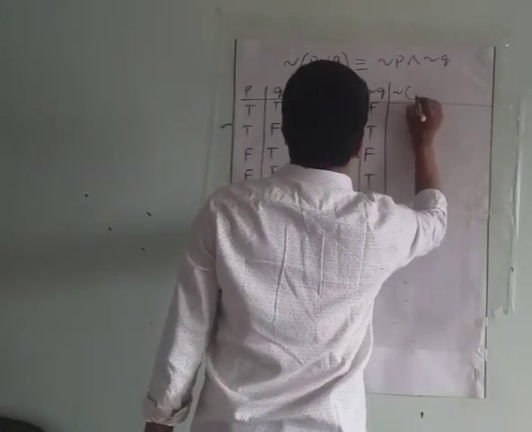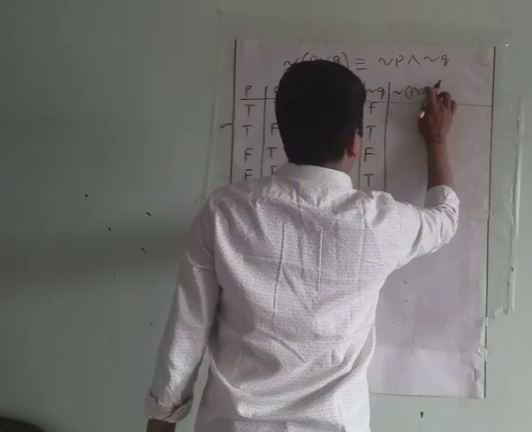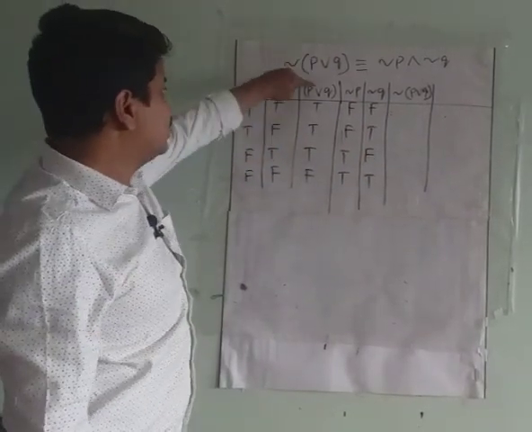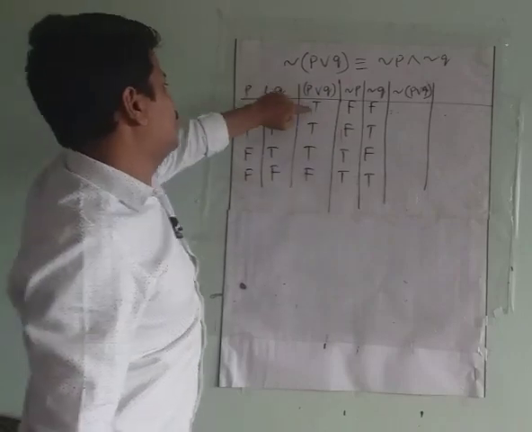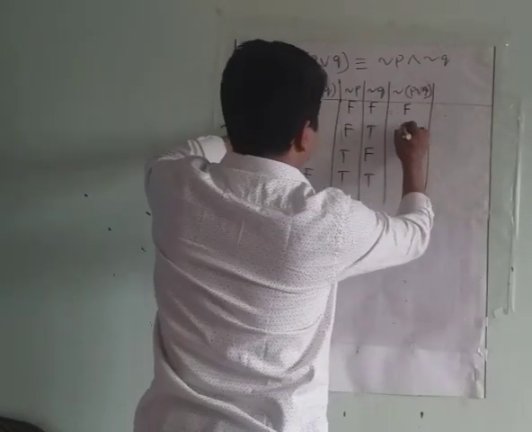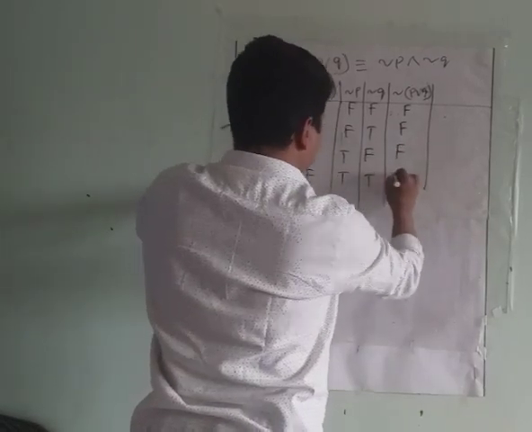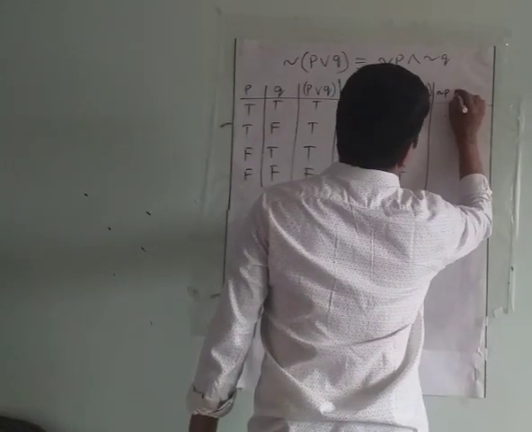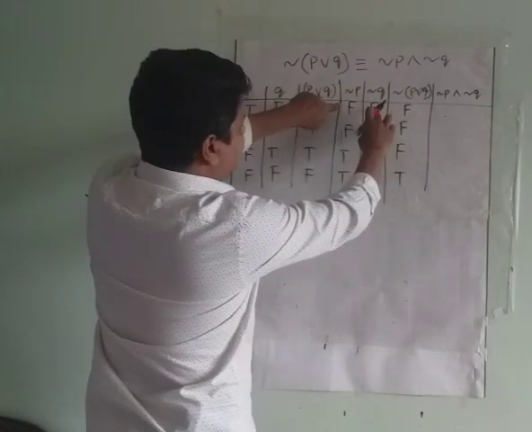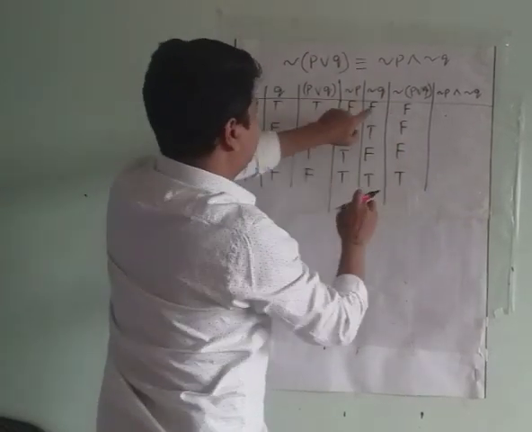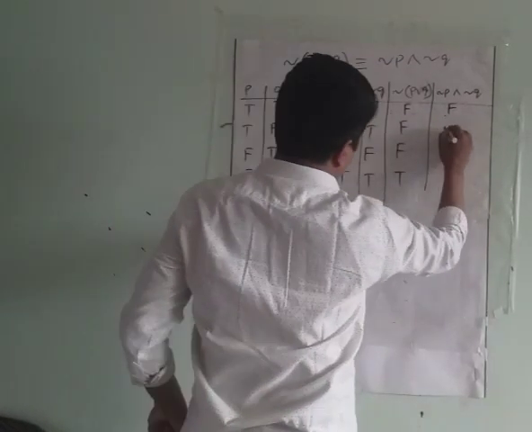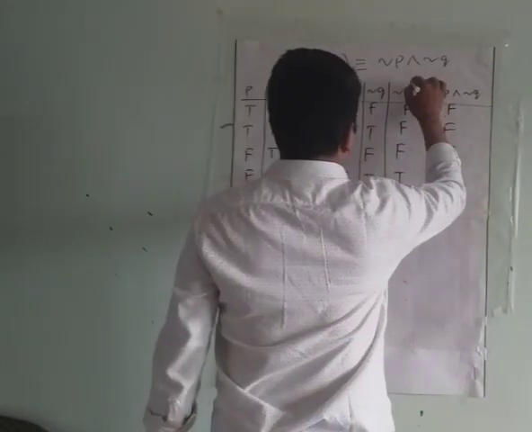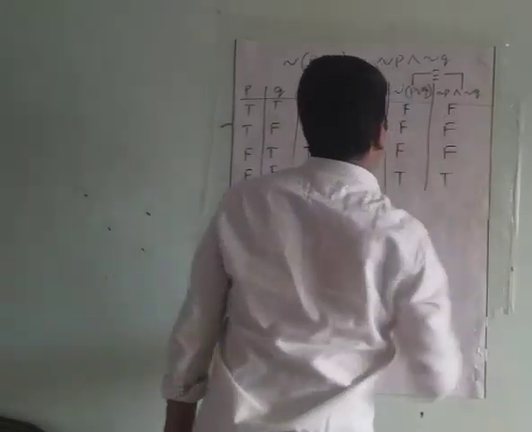Then I am coming to negation of P disjunction Q. For negation of P disjunction Q, you have to change the truth value of this column. True will become false, this will become false, this will become false, this will become true. Now coming to negation of P conjunction negation of Q. Conjunction is to be performed between these two columns. False false will be false, false true will be false, true false will be false, and true true will be true. You can see this one is equivalent to this.